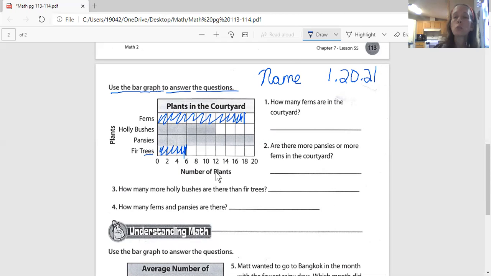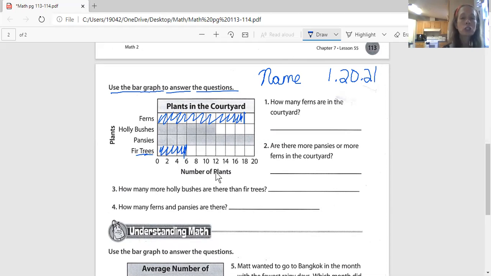The title of this one is Plants in the Courtyard. And then on this label, it says plants, and these give us the type of plants. The ferns, the holly bushes, the pansies, and the fir trees. And then on the bottom, it gives us the number of plants. Okay, but remember last time I said there was a key at the bottom, and you needed to look at the key because it gives you some useful information.